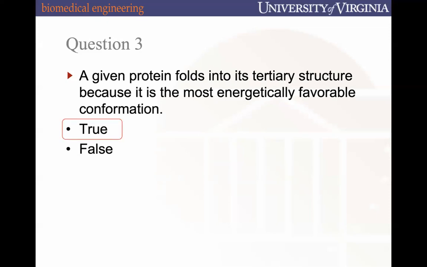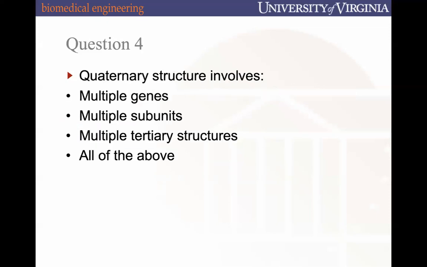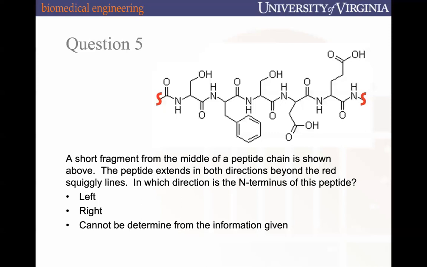True, yes. Nice. All right, quaternary structure involves multiple genes, multiple subunits, multiple tertiary structures, or all of the above. Yes, exactly. Crushed it. All right, question 5. I know this gets into a little bit of a trickier one. So we're trying to determine which side is the N terminus of this segment of a polypeptide. Does anyone want to shoot out an answer? Left, exactly.